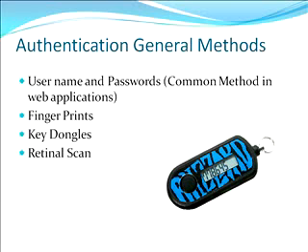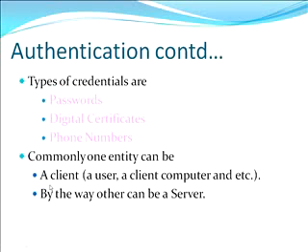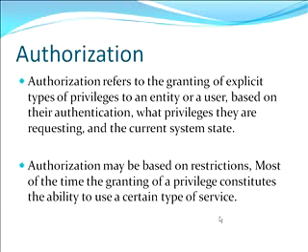Authentication general methods. Authentication can be accomplished through several methods. For example, it can be accomplished through username and password, or fingerprints, key dongles, or retinal scan. But in web applications, we use username and password as the common method. The entity can be a client or it can be a server. And after authentication, we are moving to authorization.